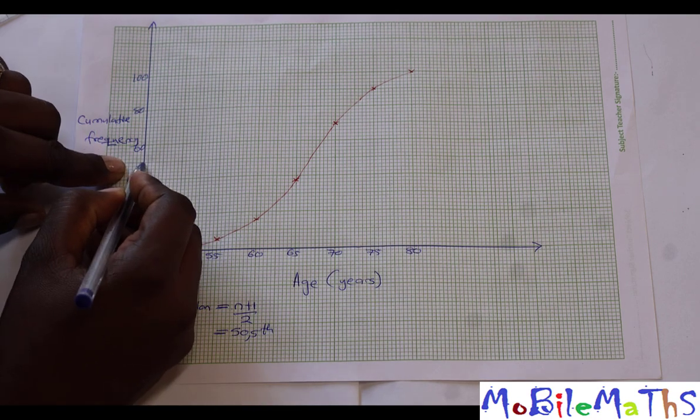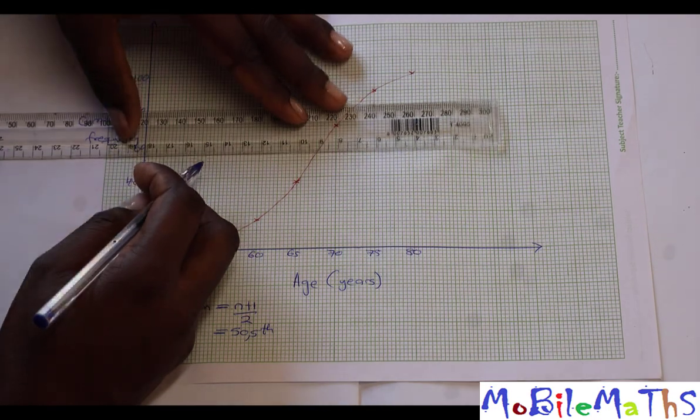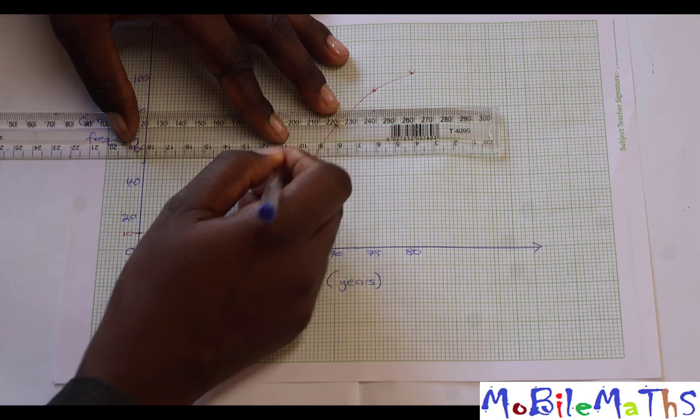You find out my 50 is here. 0.5 is just slightly that box. So I'll draw a horizontal line. So in between here, I'll draw my horizontal line.